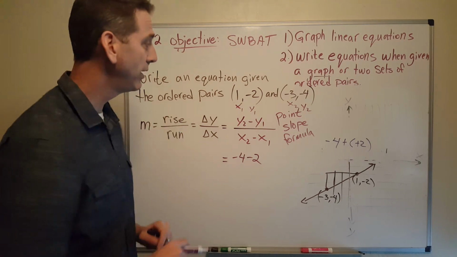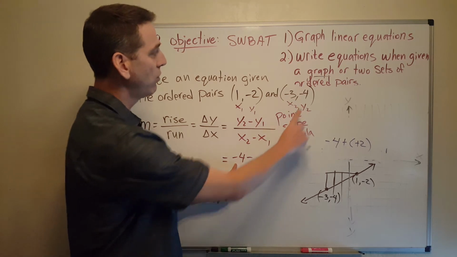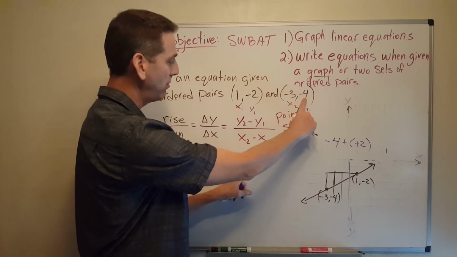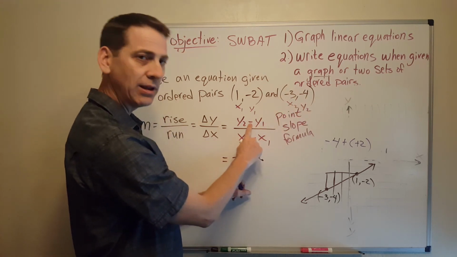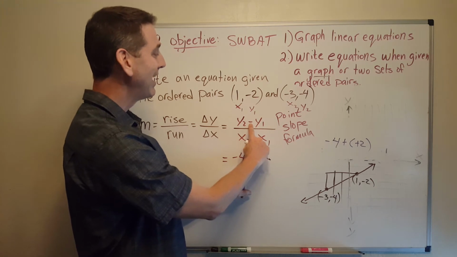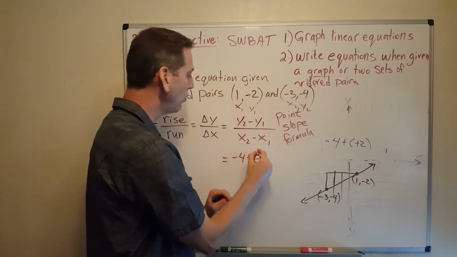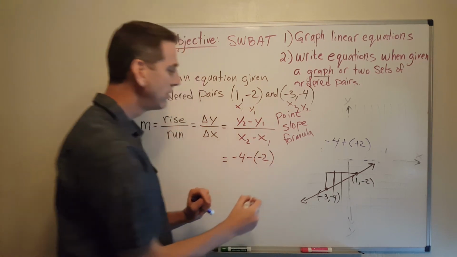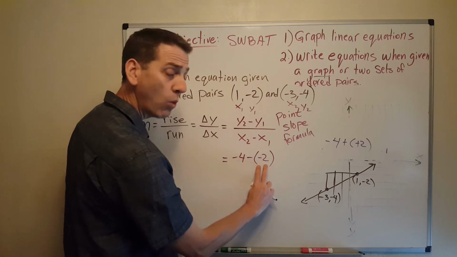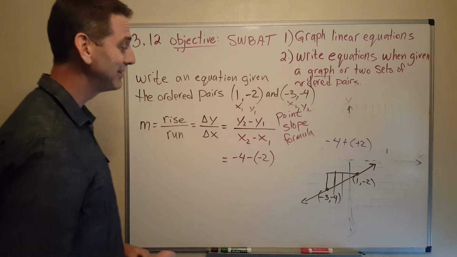That's wrong, though, and here's why. Because you have -4, and then you have a minus. Where does that minus come from? Well, it comes from the formula, right? So it's always going to be subtraction. And then you have y1, which is -2. You see that? y2 minus y1. So just be careful on these.